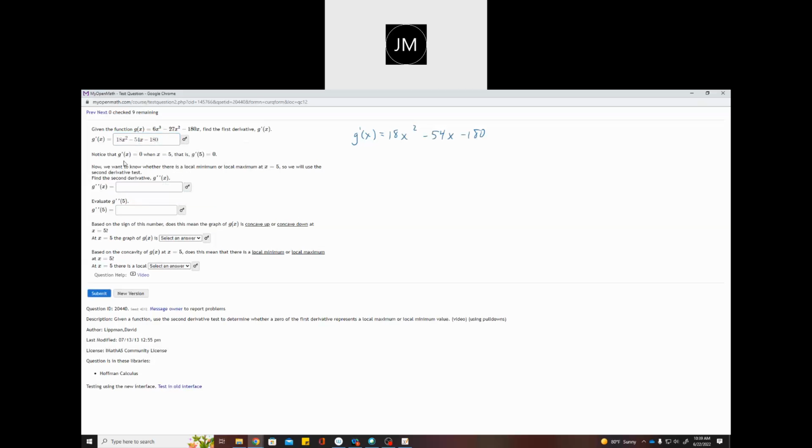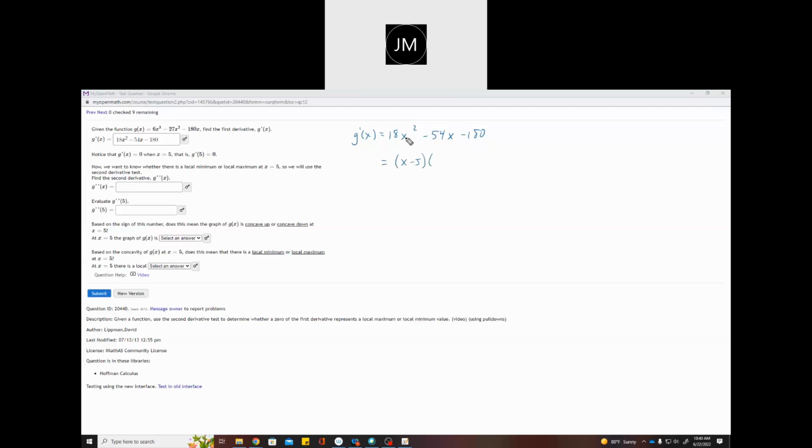Notice that g prime is 0 at x equals 5. So what they're doing here is they're telling you what one of the roots is. I guess another way to look at that is by telling you that when you plug in 5, you get 0 in the derivative. I know that x minus 5 is a factor here. So that's, in a way, helping me to factor it.